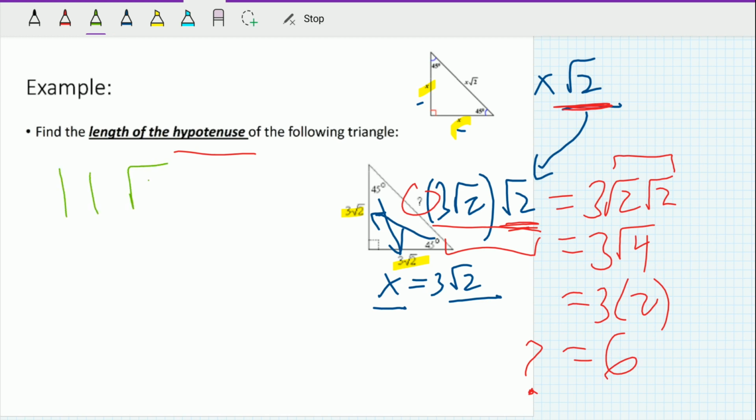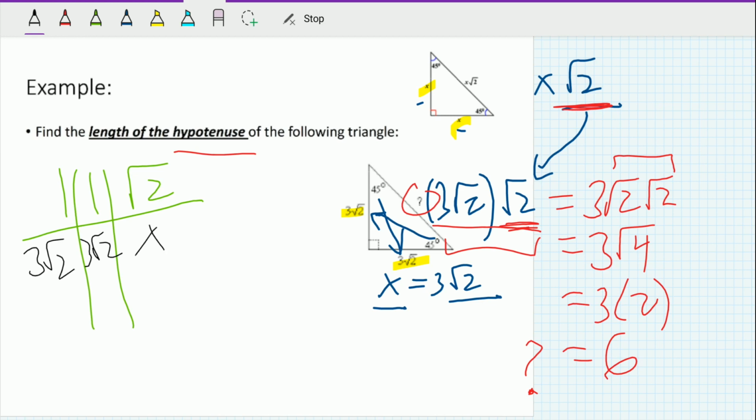For the table now, this would be really interesting to see, it's going to look pretty similar. My sides are 3 square root 2, 3 square root 2, and then my hypotenuse is what I don't know, so I'll put an x there. I'm trying to solve for x, which is the hypotenuse. You can choose whichever one you want to. It doesn't really matter. So then this is going to be my setup.